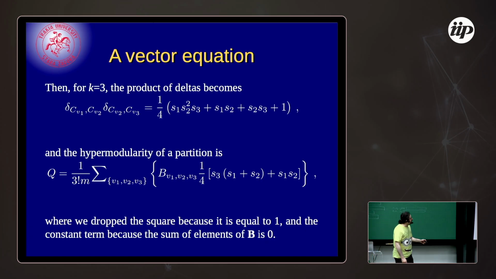And the other thing is that I took this 1 and removed it. So you see, I have S3 that multiplies S1 plus S2 plus S1 S2, and I put 1, and the 1 goes away. The reason I removed the 1 is that if you put the 1 over here, this sum is over all possible combinations of 3 nodes. But then summing over all possible combinations of 3 nodes of B times 1 is literally summing all the elements of B. And the sum of all the elements of B, the data tensor, is 0. And now I'm asking you, why is the sum of all the elements of B equal to 0?